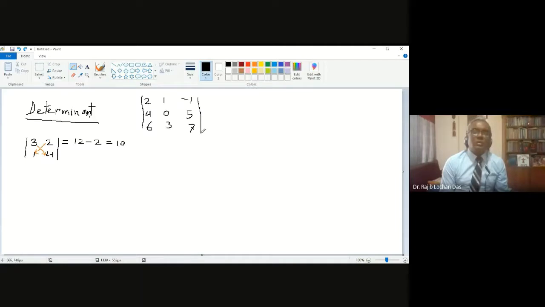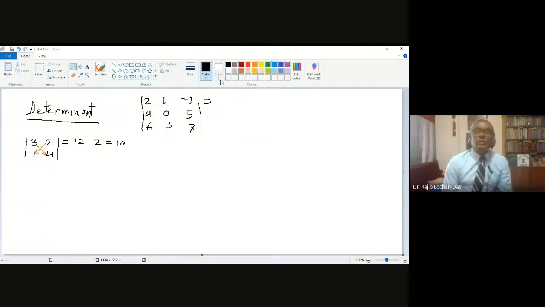So how can you find out this value? I'm showing you step by step. Try to understand, then it will be all right. So the first thing is to choose one row or one column. Any row, any column. You can choose any row, any column. This is the first thing.